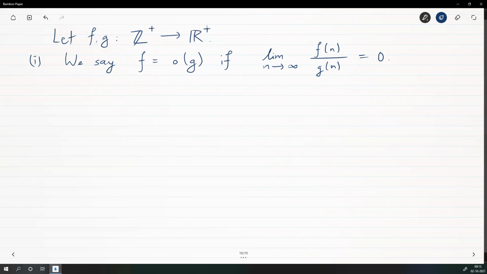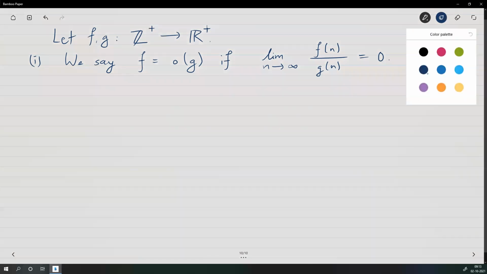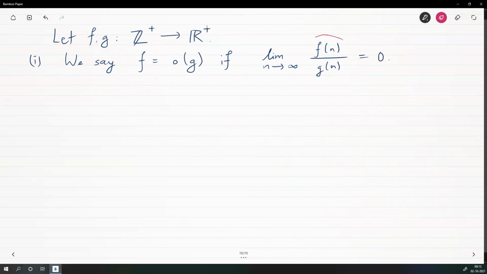Okay. What is the intuitive meaning of this? When you say as n tends to infinity, f of n by g of n goes to 0, it means f becomes much smaller, insignificant as compared to g eventually, right? As compared to g, f becomes very, very small, and therefore this ratio goes to 0. That is the meaning of this. That is why we say f is little o of g. f is insignificant as compared to g. That is the intuition behind this definition. Okay.